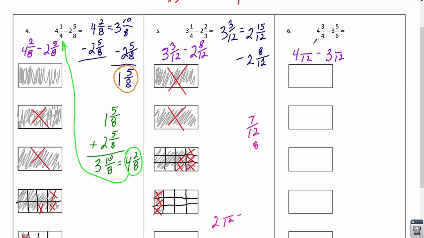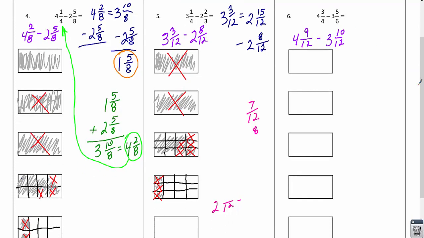Well, 3/4, 4 times 3 makes 12, so 3 times 3 makes 9. 6 times 2 makes 12, so 5 times 2 makes 10. So I've got 4 and 9/12, and I'm taking away 3 and 10/12. Again, you can see we're trying to take away more 12ths than we actually have. So we're going to have to do some renaming.